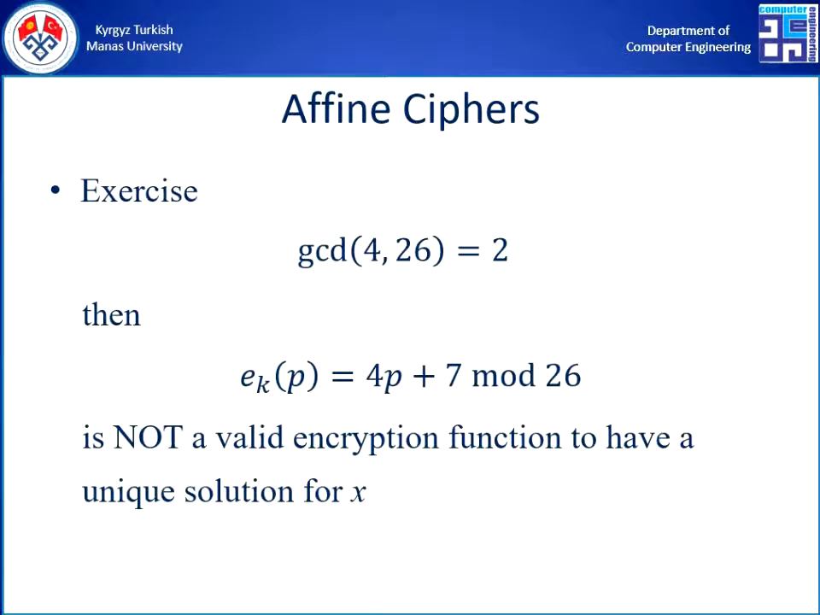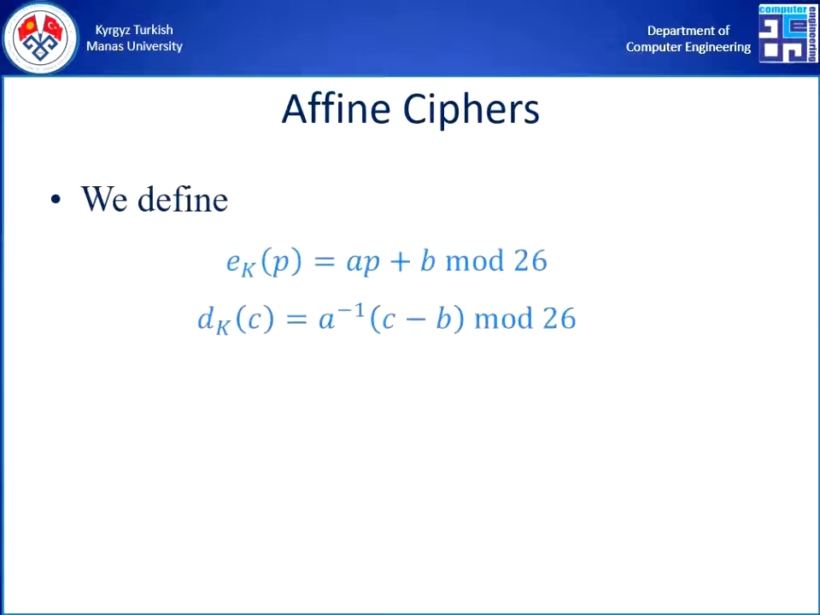So, for example, if we choose the A part of our key to be 4, then our encryption function will look like this, that is, 4 multiplied by the plaintext plus 7 mod 26. But this is not a valid encryption function because we will not be able to decrypt a message encrypted with this pair of keys. Let's see why this function is not valid. Before, we have defined our encryption algorithm and decryption algorithm.